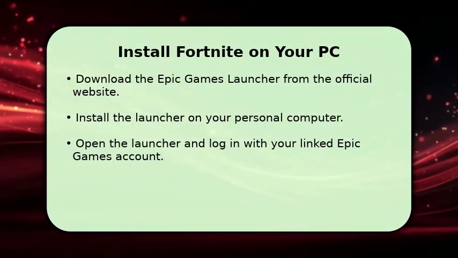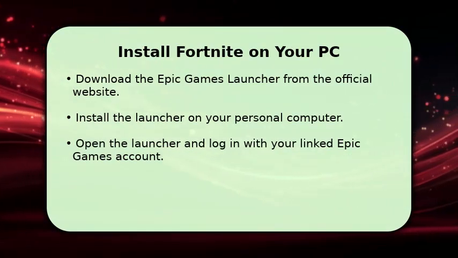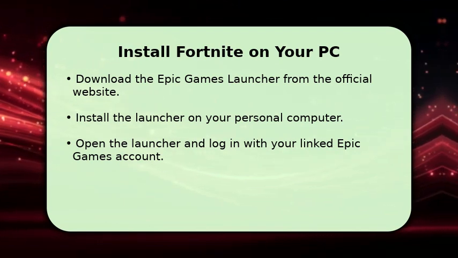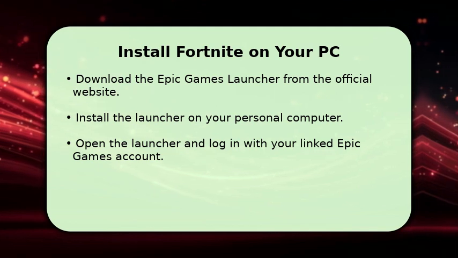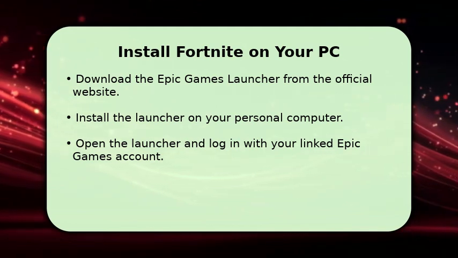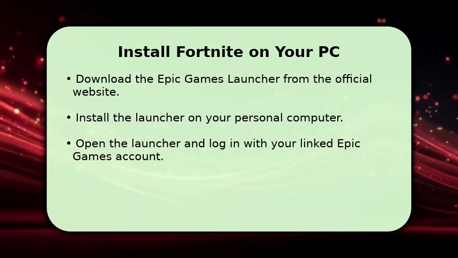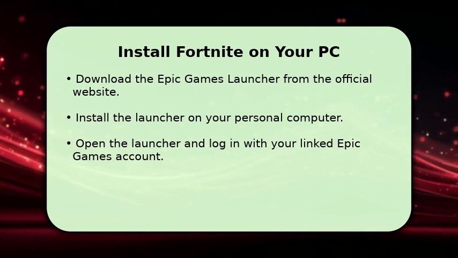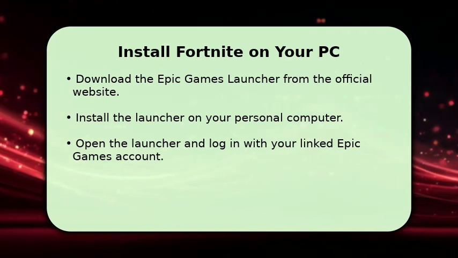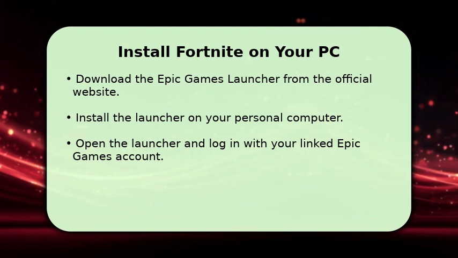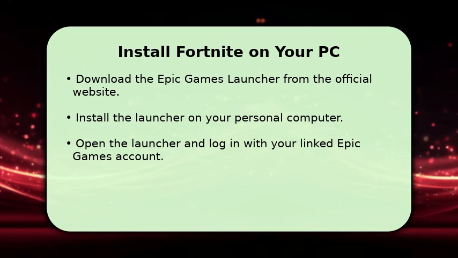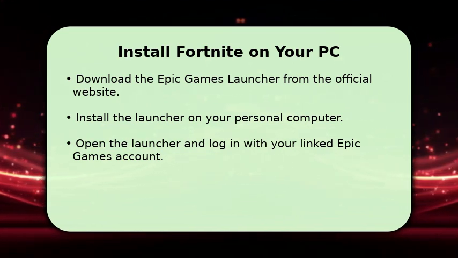Now that your accounts are linked, it's time to get Fortnite on your PC. Head back to the Epic Games website and download the Epic Games launcher. Once downloaded, install the launcher on your computer, which typically takes about 5 minutes. After installation, open the launcher and log in using the same Epic Games account you just linked to your Xbox. Find Fortnite in the store, click Install, and let the download complete. The game file size is approximately 25 gigabytes.